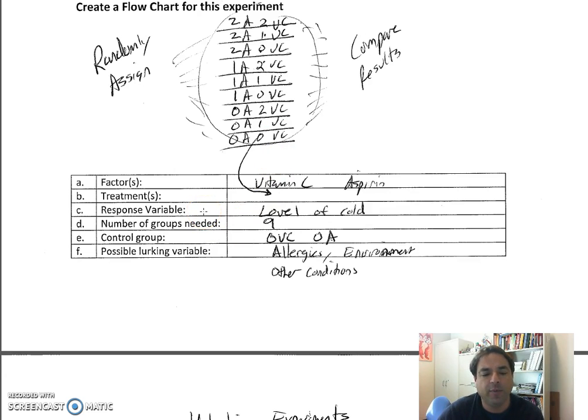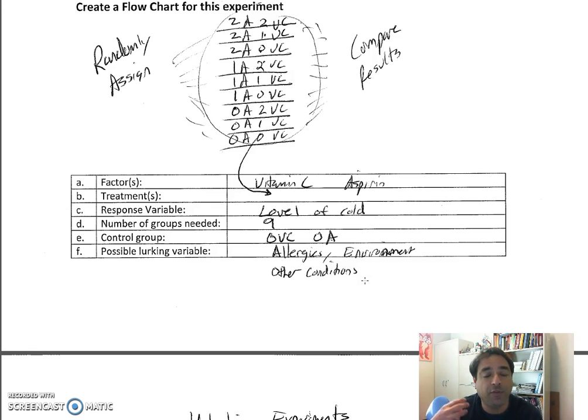The response variable would be, well, how can we measure this? We can measure this by looking at the level of cold, maybe white blood cells, maybe ask them how they're feeling. The response variable is how we measure. The number of groups needs to be 9. Do we have a control group? Well, we need a control group to be an experiment. So the control group would be 0 vitamin C, 0 aspirin. And then possible lurking variables would be things that can mess up our study. For example, allergies, or the environment, or other conditions, or diet, or severity of cold. There's things that we have to really consider when we're looking at this.